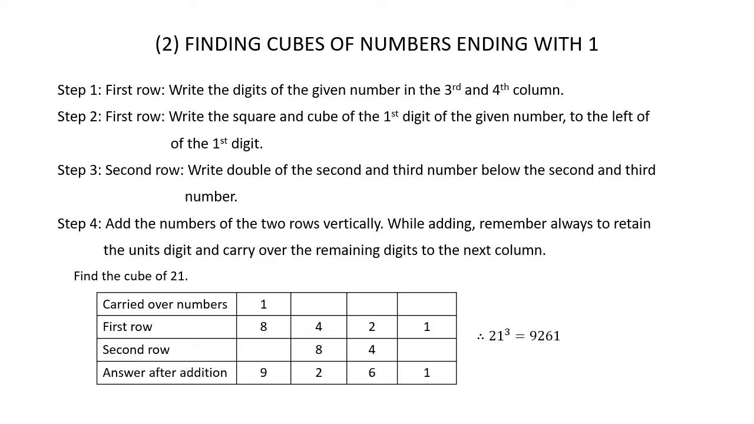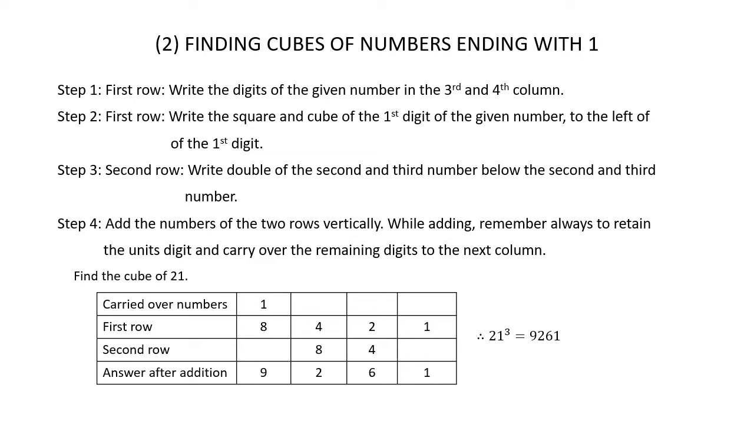Find the cube of 21. Here, the given number 21 ends with 1. So, the digits 2 and 1 have to be written in the third and fourth column. So, 2 and 1 are written in the third and fourth column. Now, 2 squared is 4. Write 4 in the second column. 2 cubed is 8. Write 8 in the first column. So now you have 8, 4, 2, 1 in the first row.